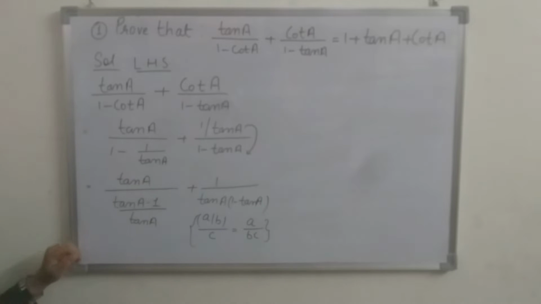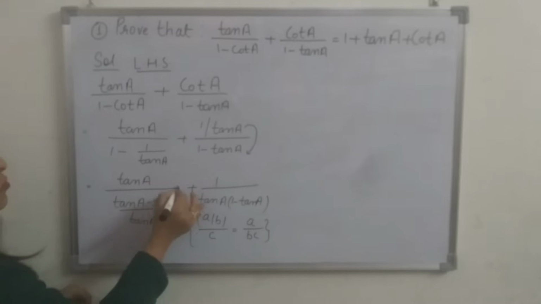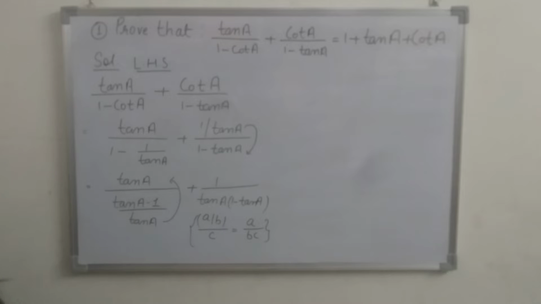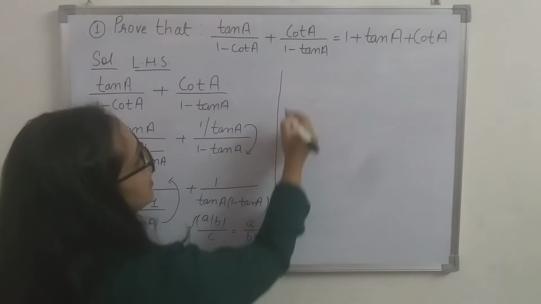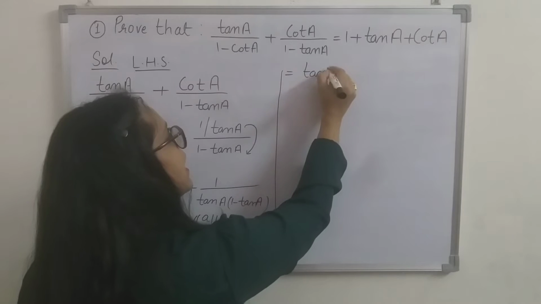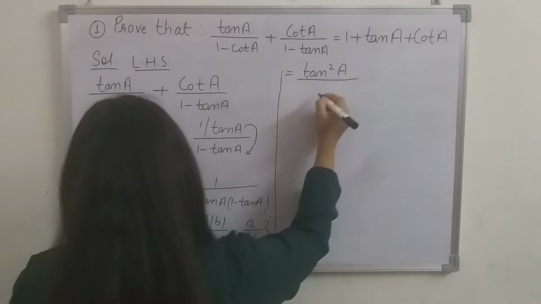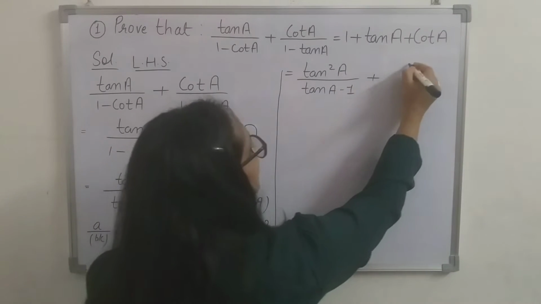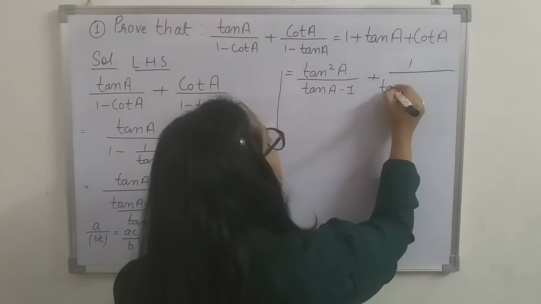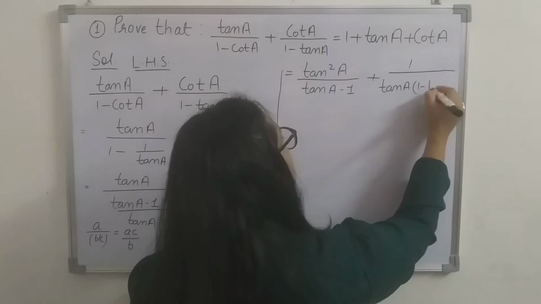Got it? Now see here, this tan A will also be shift over here. This is also a property of rational number. If there is A upon B upon C, it will become AC upon B. So by using this property over here, this tan A will be shift over here. Tan A and tan A will make tan square A. Okay? Any issue? No. So it will be tan square A upon tan A minus 1 in denominator, and here plus 1 upon tan A in bracket 1 minus tan A.